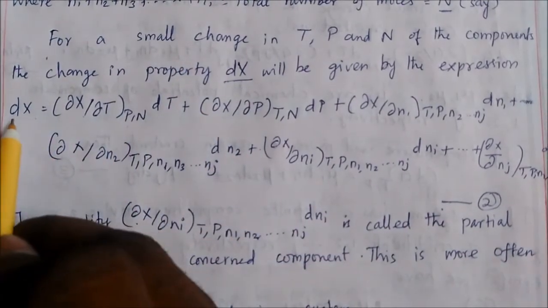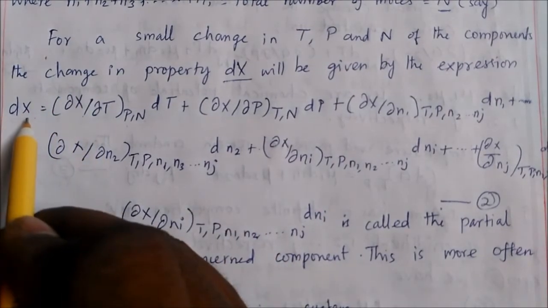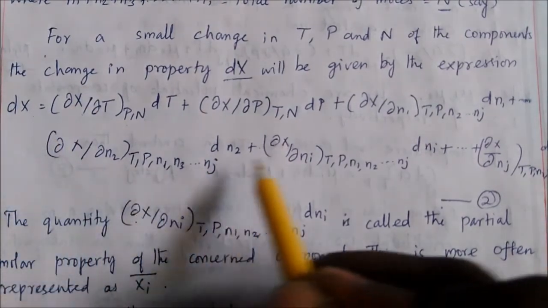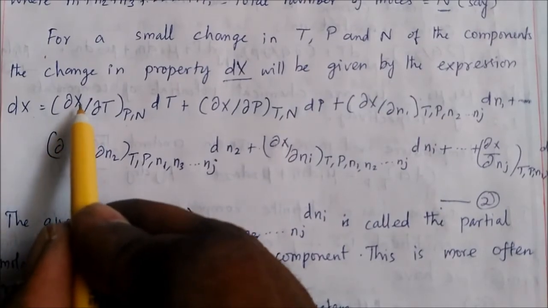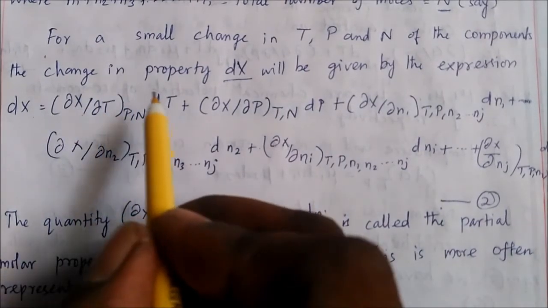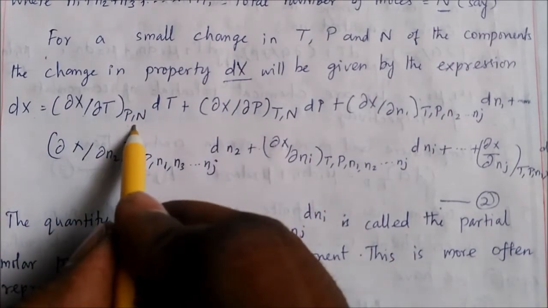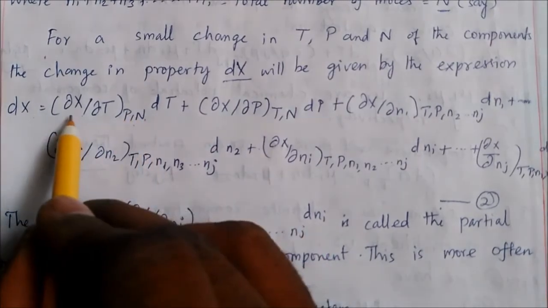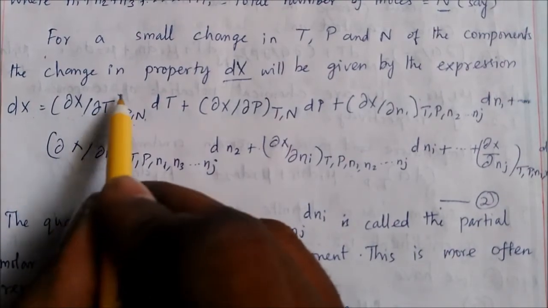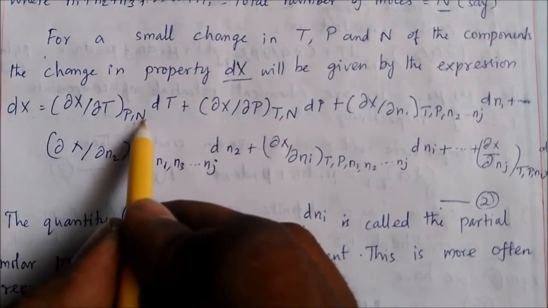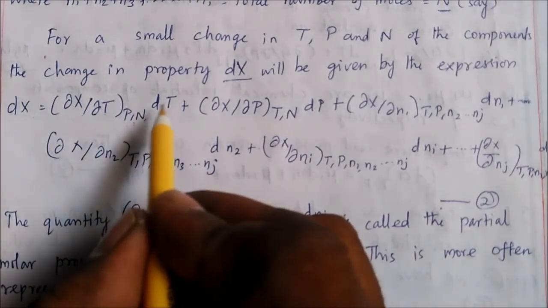What is dx and what is the difference between dx and dou x? dx is a complete differentiation, the total, all the properties what we are going to see now. Dou x is partial differentiation. Partial means that particular property, the property with respect to temperature, at constant pressure and number of moles. So partial change in the property x with respect to temperature at constant pressure and number of moles. That is the change in temperature, that should be indicated here.